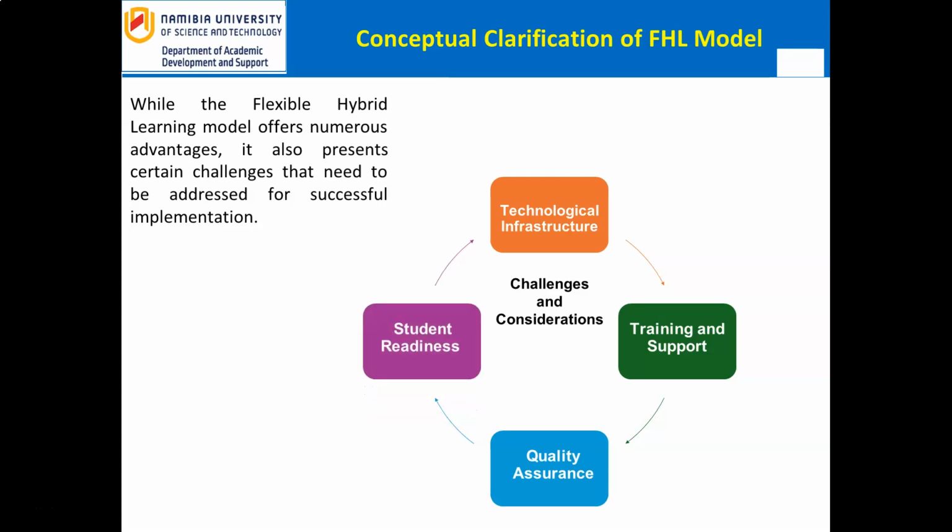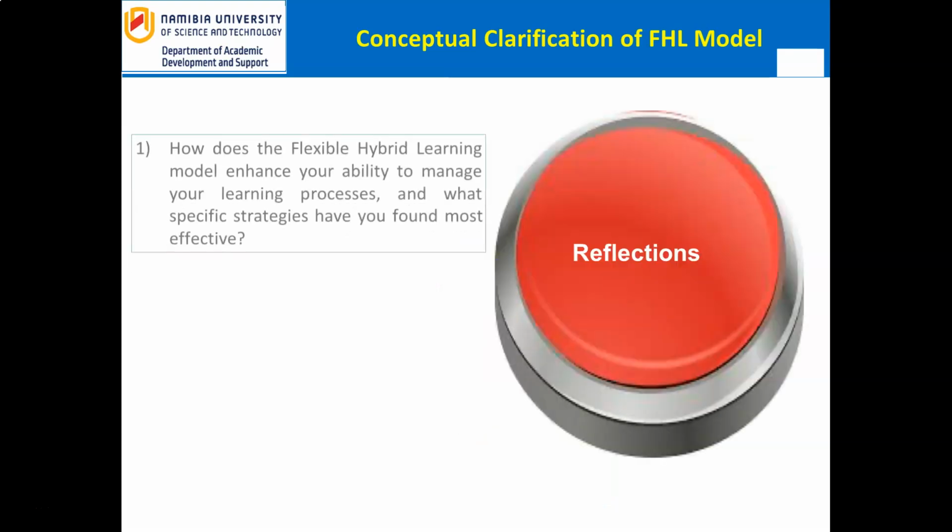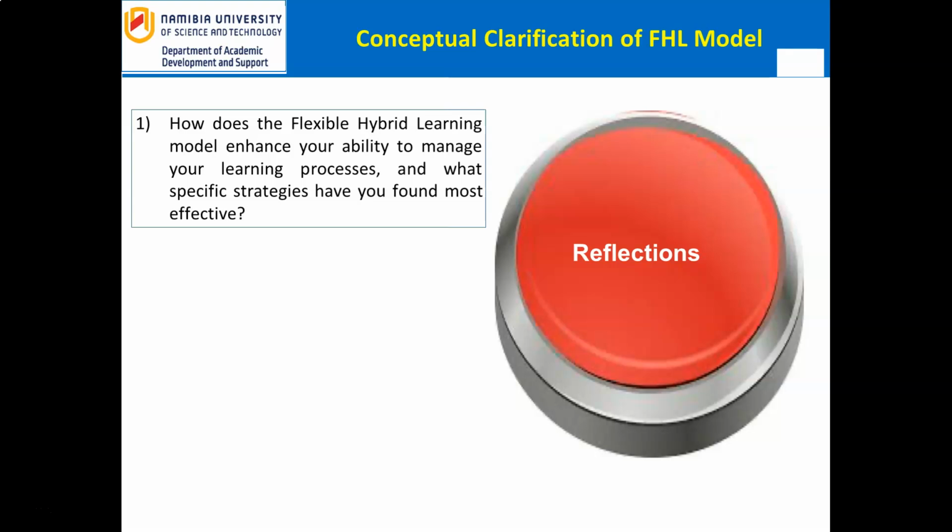Fourth, student readiness. Not all students may be immediately prepared for the level of autonomy required in the FHL model. Providing guidance and resources to help students develop self-regulation and time management skills is important for their success, according to Garrison and Vaughan, 2008. Let us now reflect. This lecture taught us that the flexible hybrid learning model is an adaptable, student-centered approach combining traditional in-person instruction with online education to create a dynamic and inclusive learning environment.